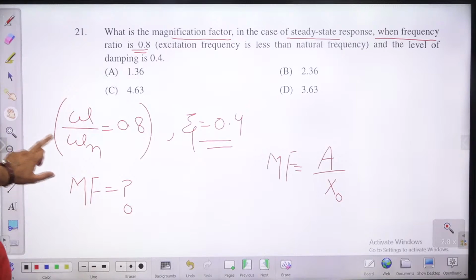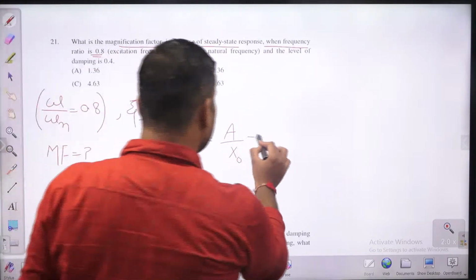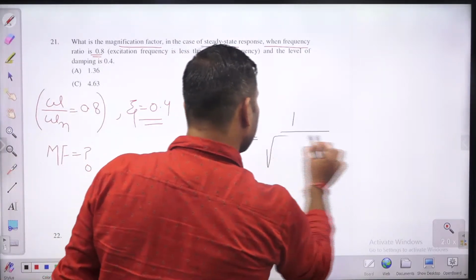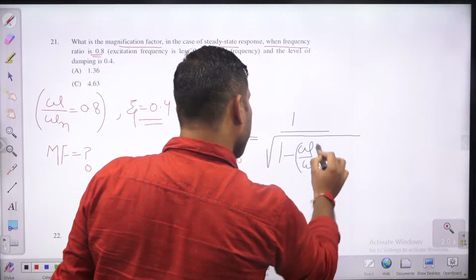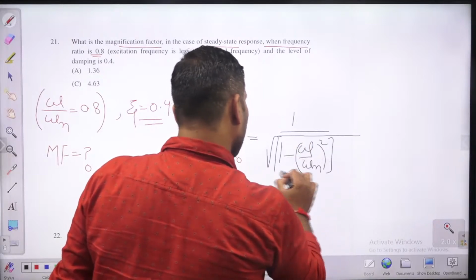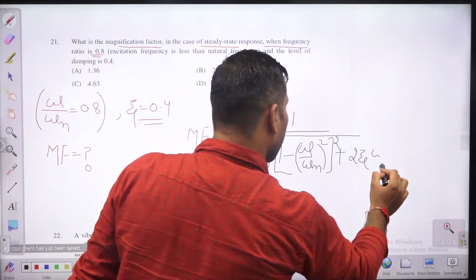Okay, and how can you write it, guys? This is very easy, very simple to remember. You can write it as 1 by under root of (1 minus (omega by omega n) square) whole square plus (2 zeta omega by omega n) square.